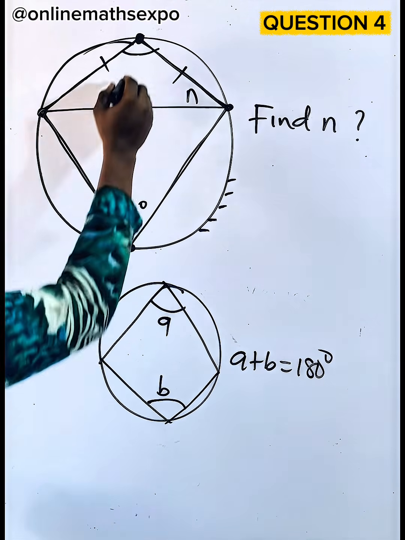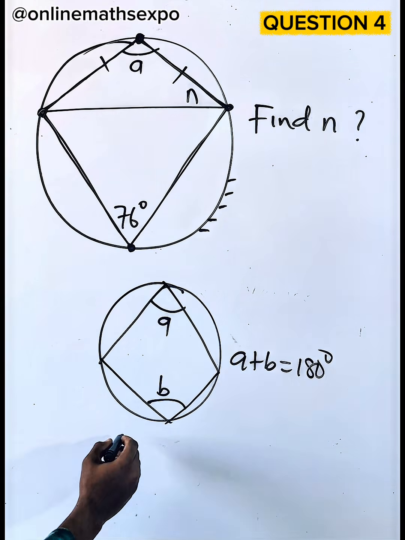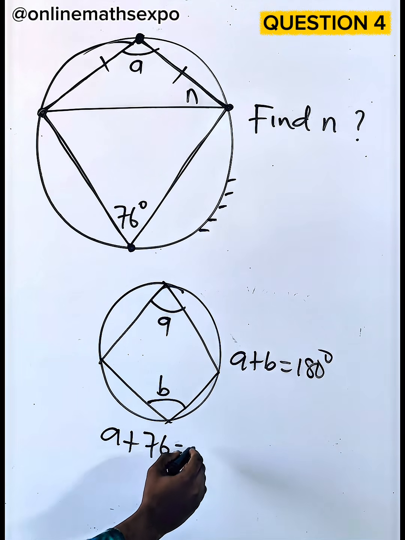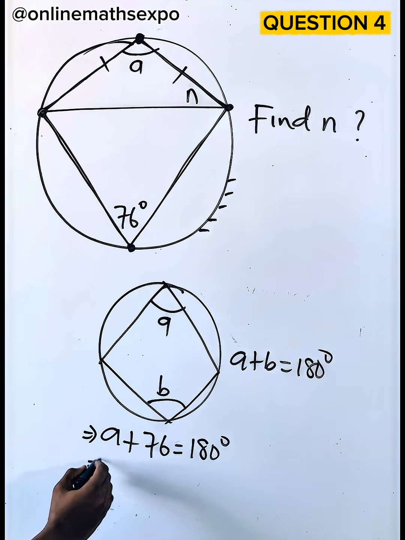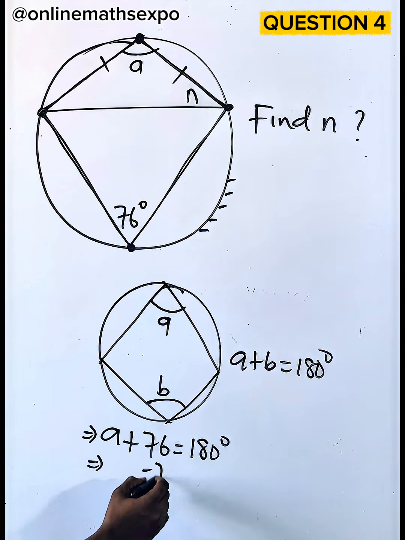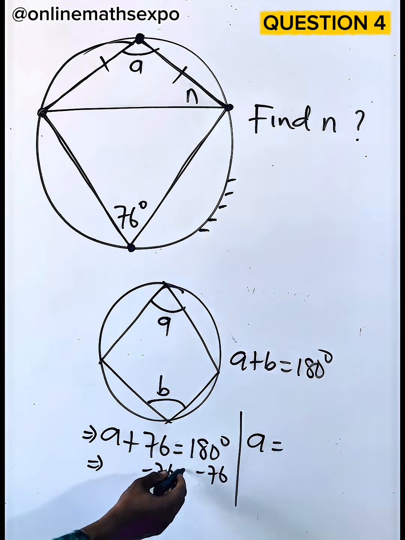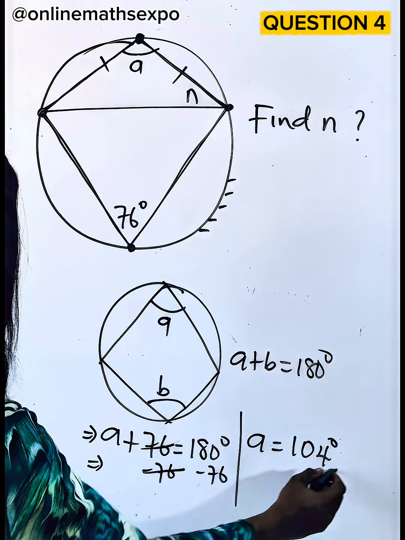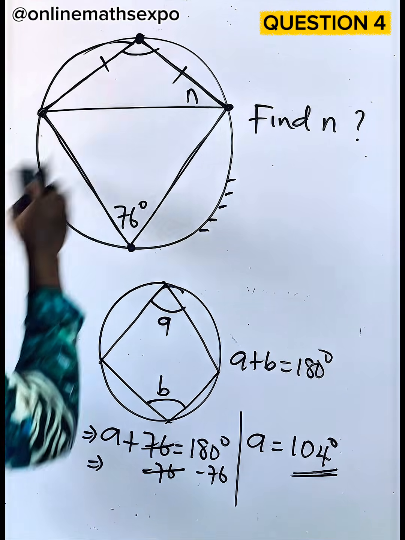So here is 76. We can say here is A. So to get this, we can now say A plus 76 is equal to 180 degrees. To get this A, we just need to subtract from both sides. So subtract this. When you do that, this will go off. Subtract this, you have 104 degrees. So this value here is 104.